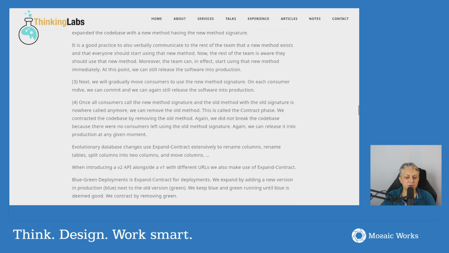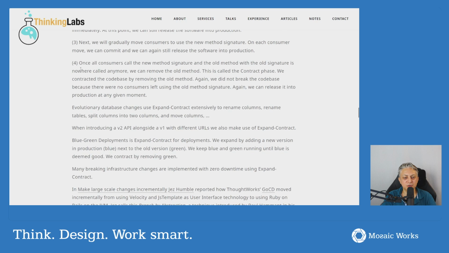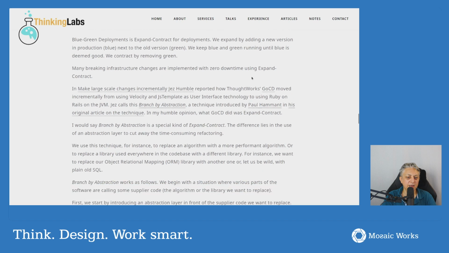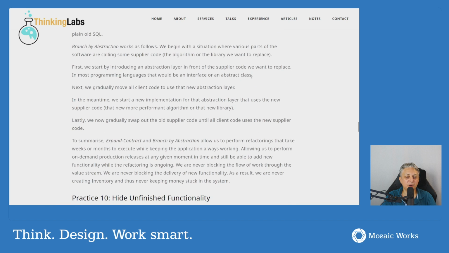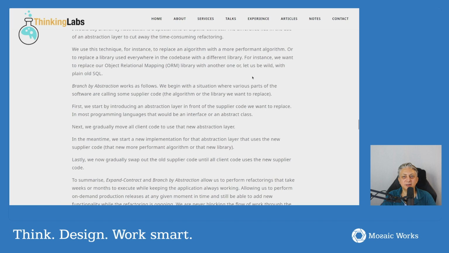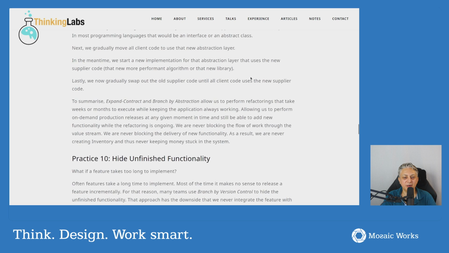Next, we gradually move consumers to use the new method signature. Once all consumers call the new method signature and the old method with the old signature is nowhere called anymore, we can remove the old method. This is called the contract phase. It's a really powerful technique and you should master it and apply it at multiple levels.